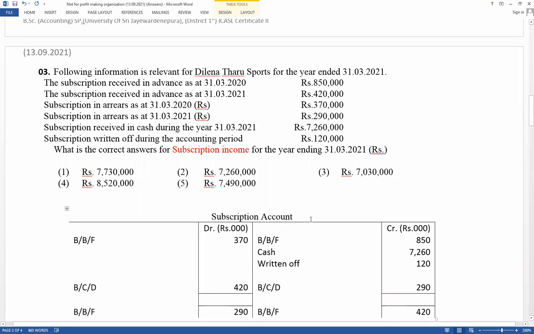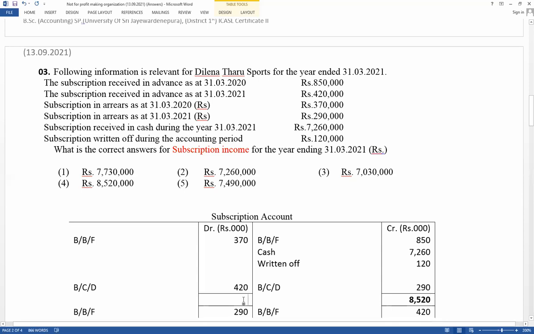Right now, close the subscription accounts. Now they are subscription income. Sometimes they are subscription received in cash, sometimes they are subscription income. Think about this example: the number of members and the membership fee are not given, but by closing the subscription accounts, subscription income can also be recognized. Therefore, the credit side increases. Take the total amount of the credit side. The credit side total equals 8,520.